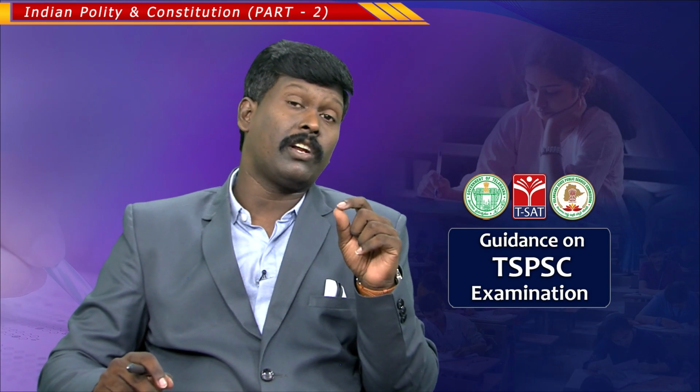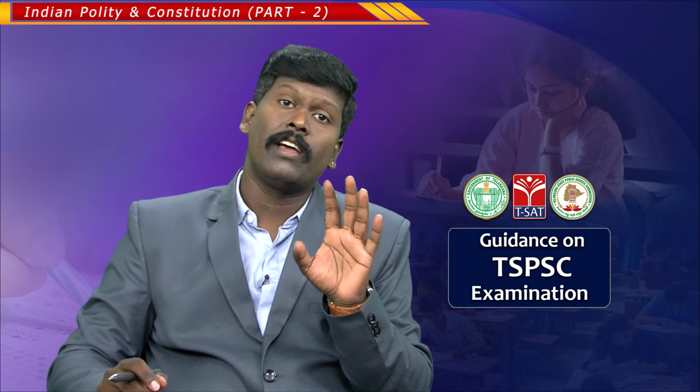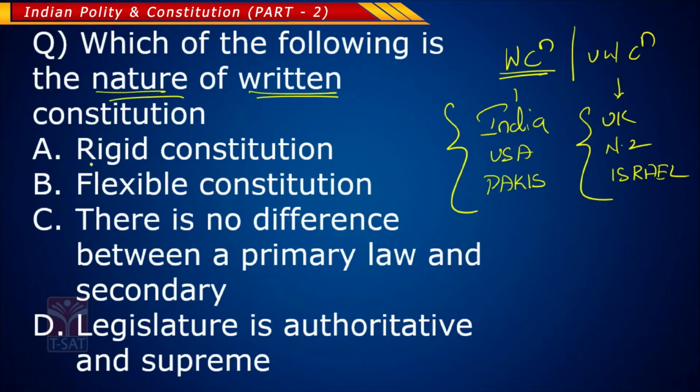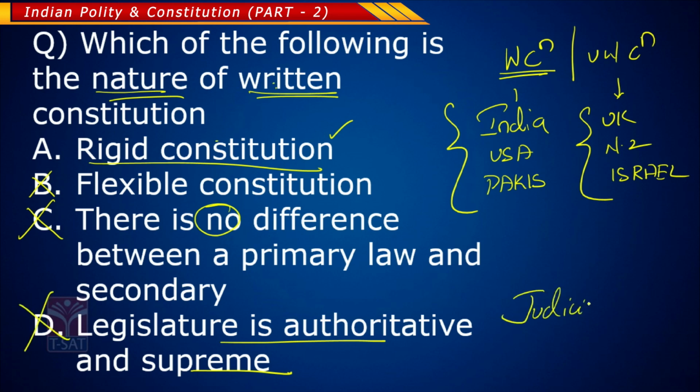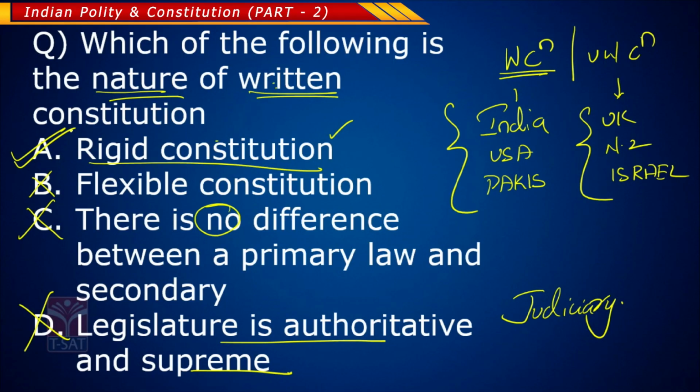In a written constitution, constitutional amendment is rigid. In an unwritten constitution, constitutional amendment is flexible. Now look at this. Which of the following are the features? Nature. Rigid, yes. Written constitution is rigid. It is not flexible. There is a difference between primary and secondary law, so this is also wrong. Legislature is authoritative and supreme? No. In a written constitution, judiciary is supreme. So, answer is A. A written constitution is a rigid constitution.